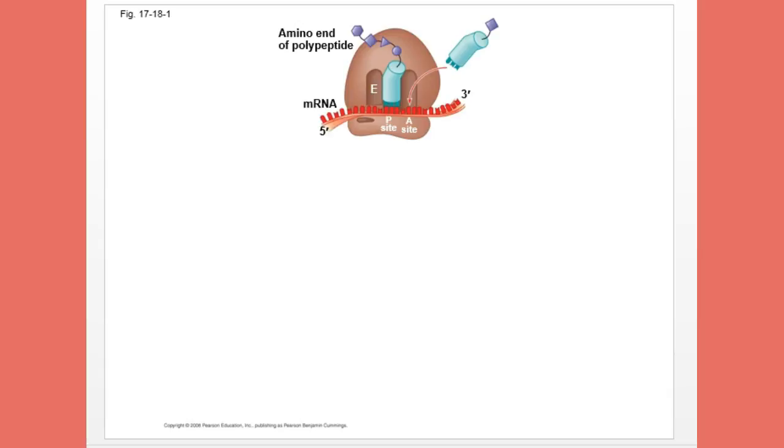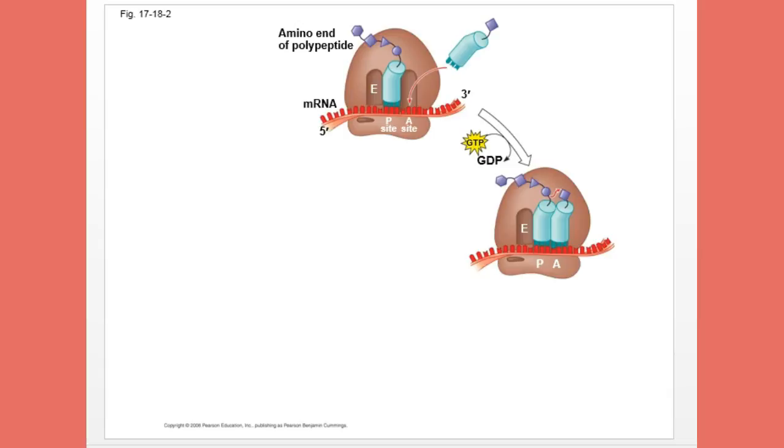Hydrolysis of GTP increases accuracy and efficiency of this step. Alright, step 2, there's your GTP. Step 2, the peptide bond formation. The rRNA molecule of the large ribosomal subunit catalyzes the formation of a peptide bond between the new amino acid in the A site and the carboxyl end of the growing polypeptide in the P site. So this step removes the polypeptide from the tRNA in the P site and attaches it to the amino acid on the tRNA in the A site.